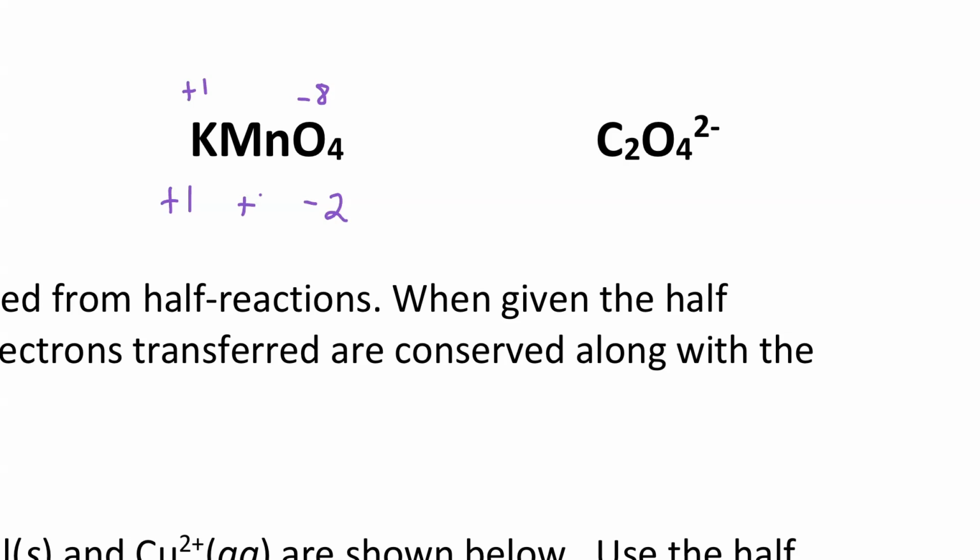Great. Last example, C2O4 2-. This is oxalate, I think. Which one first? Oxygen again. It's the most electronegative. -2. Total of -8, which means to give me that -2 charge for the whole ion, total positive needs to be +6. So each carbon is +3. Great.